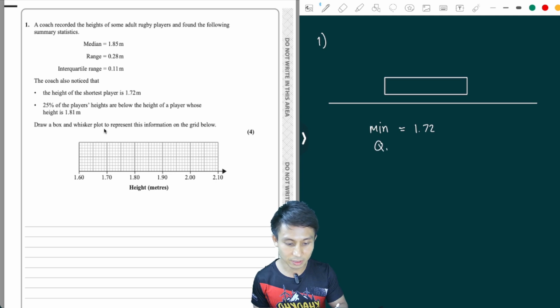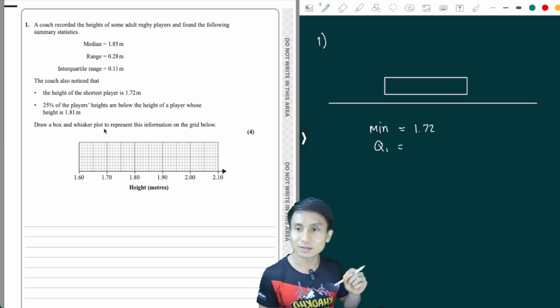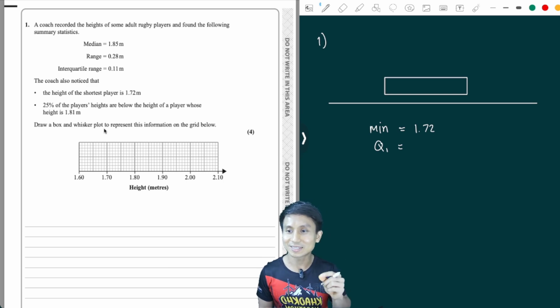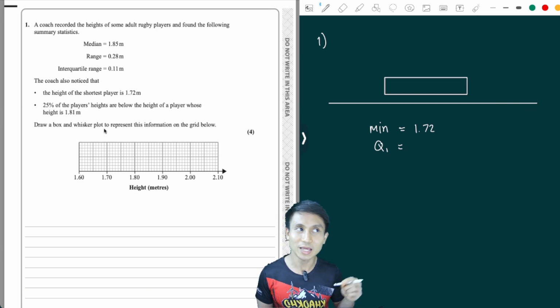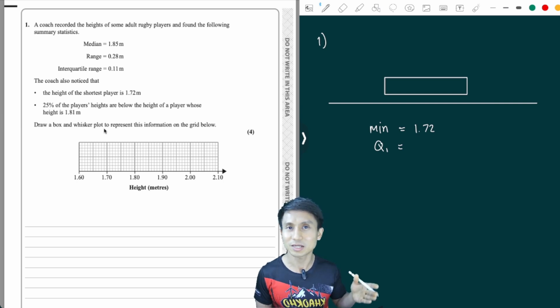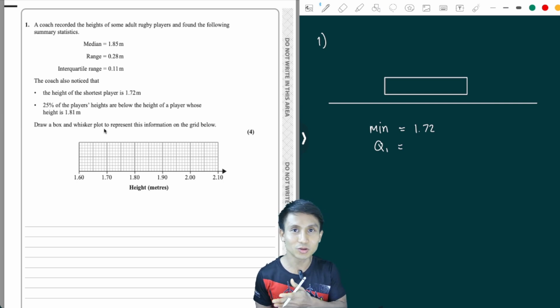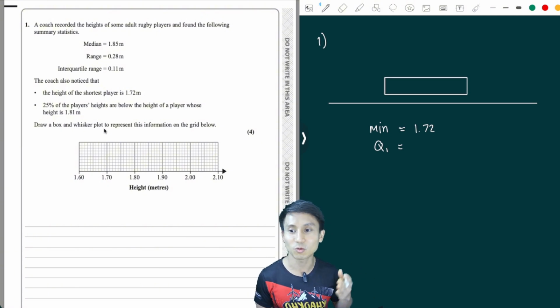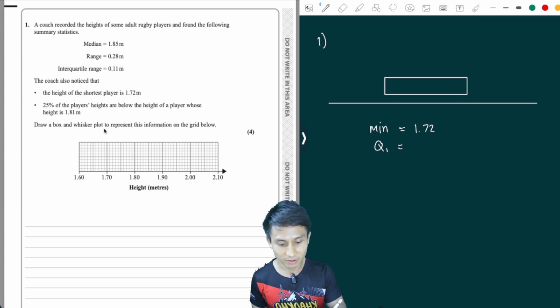Okay, and then Q1 isn't given explicitly, but it says that 25% of the players are shorter than 1.81. So we have to know that the first quartile, or the lower quartile, is the 25th percentile. So below the first quartile, that is 25%. So that's telling you that 1.81 is the first quartile, right? So the first quartile is here. So I'm going to mark that as 1.81.